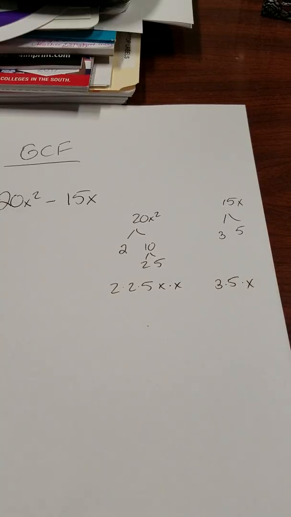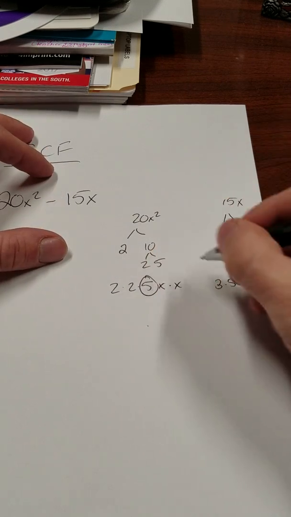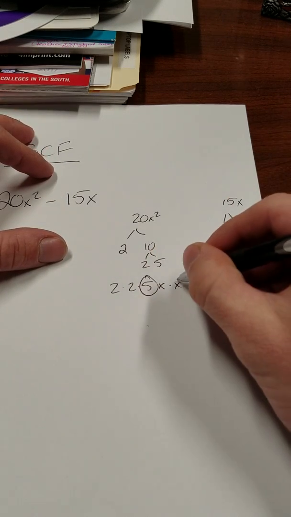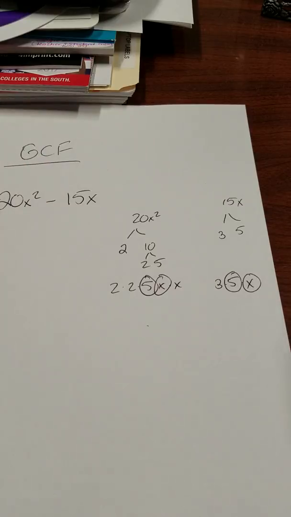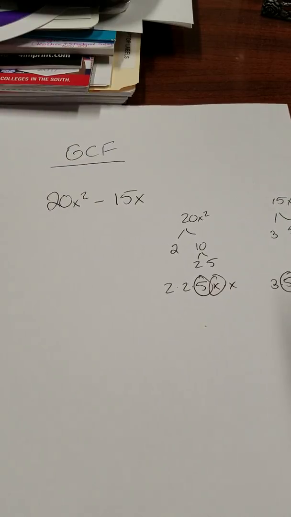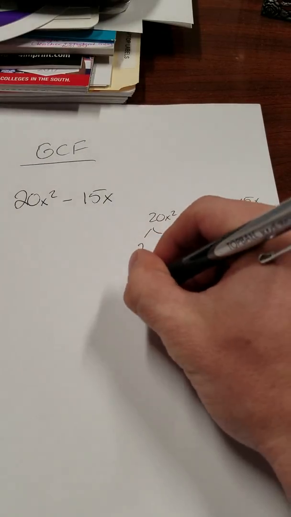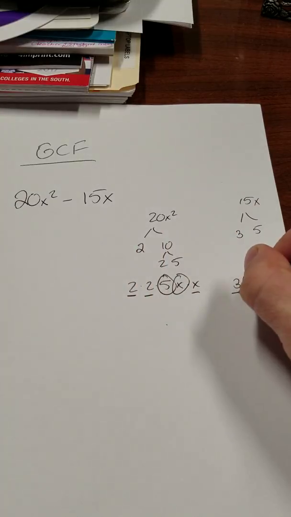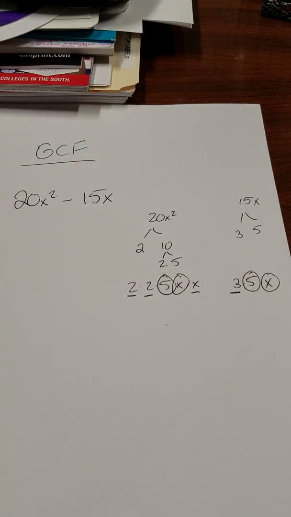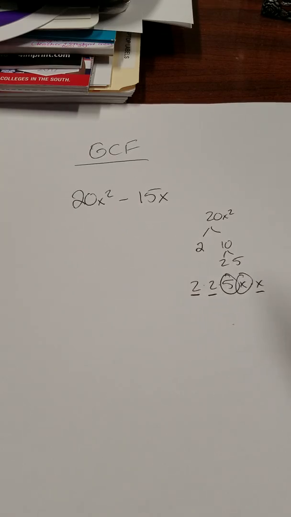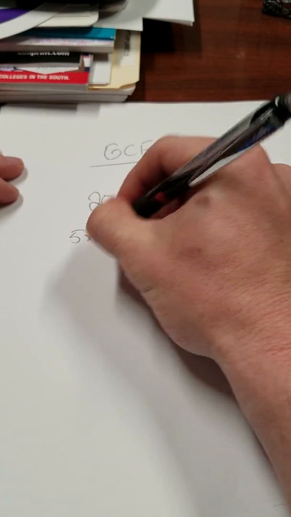Now, looking at these two different things, look and see what they have in common. So they have a 5 in common, and they have an x in common. That is the GCF here, okay? And then look what's left over. That's actually what's going to stay inside. So here's what I'm talking about. So we're going to factor out a 5x.